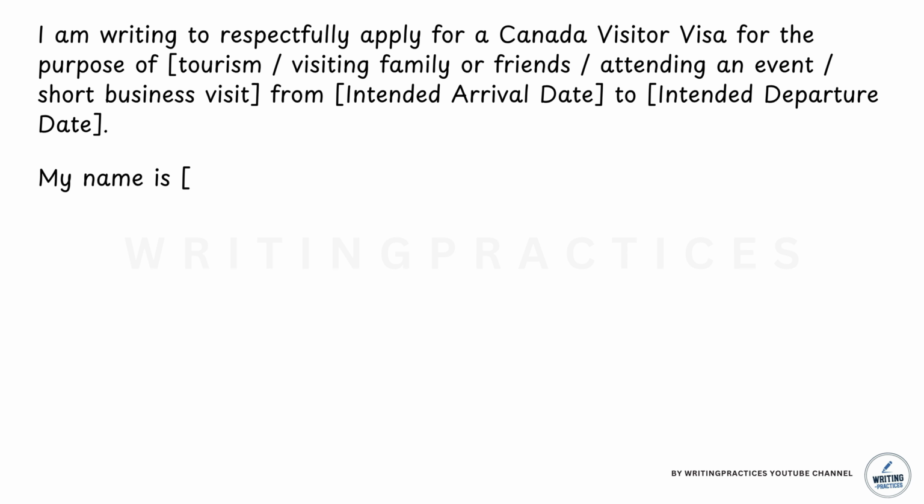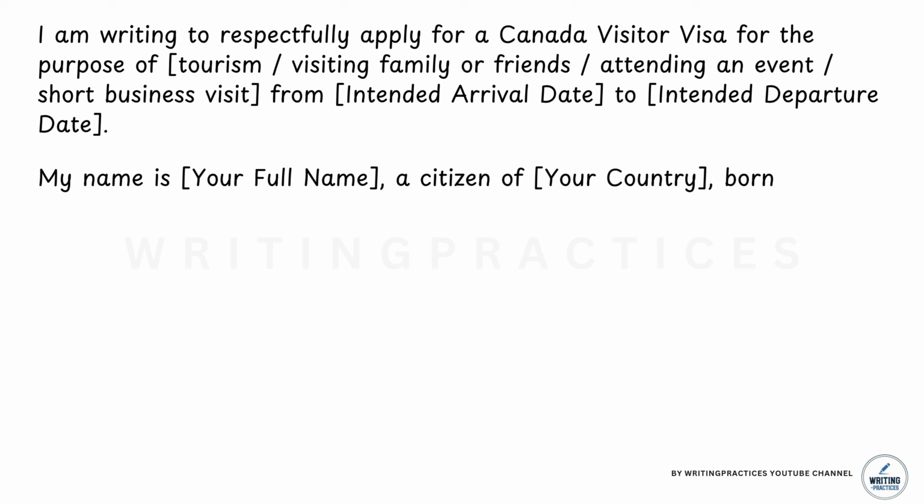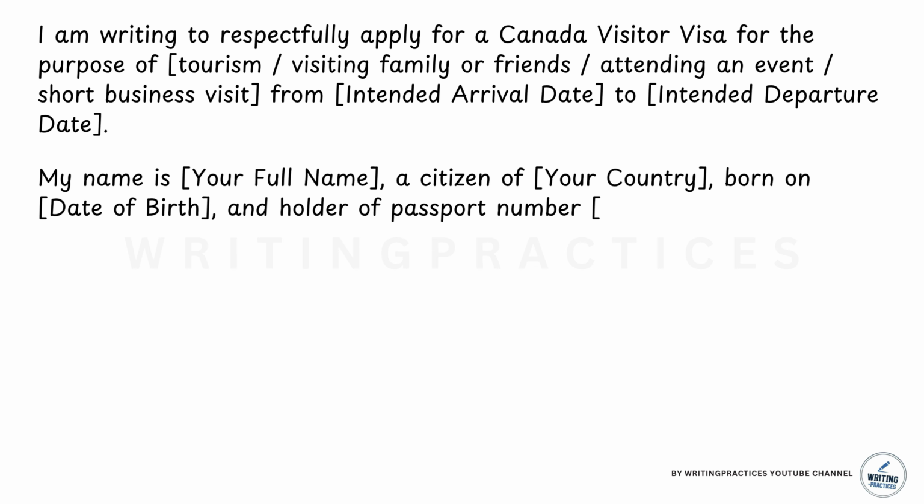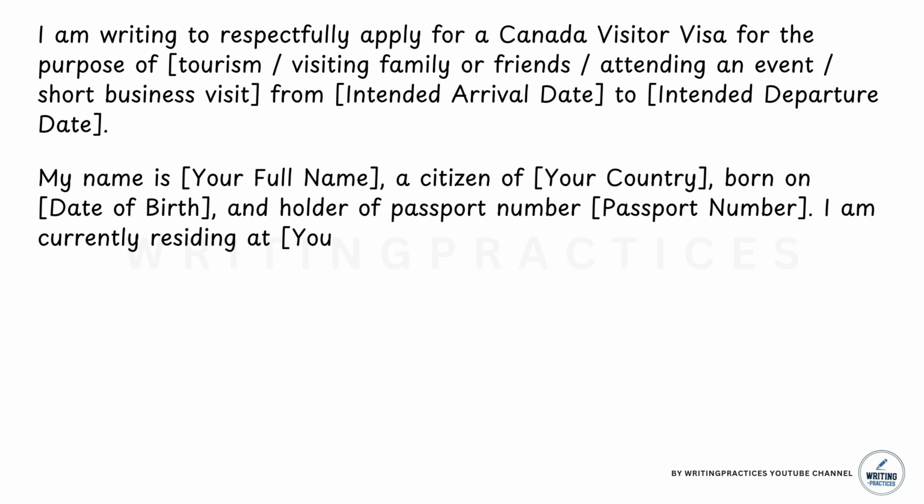Paragraph 2. Personal identification. Write your personal and passport details. For example, my name is James Wilson, a citizen of the United Kingdom, born on the 18th of September 1992, and holder of passport number UK1234567. I am currently residing at 245 Park Avenue, Manchester. This confirms your identity for the visa officer. Make sure all details match your passport exactly.